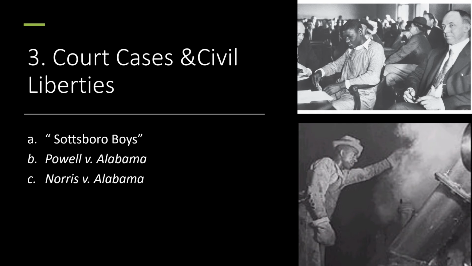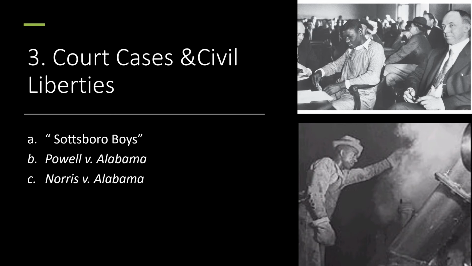Court cases and civil liberties. An all-white jury in Alabama, on flimsy and conflicting testimony, convicted 9 black boys and men ages 13 to 21 of raping 2 white women while riding a freight train. 8 were sentenced to death, and it turned out the 2 women were actually prostitutes.